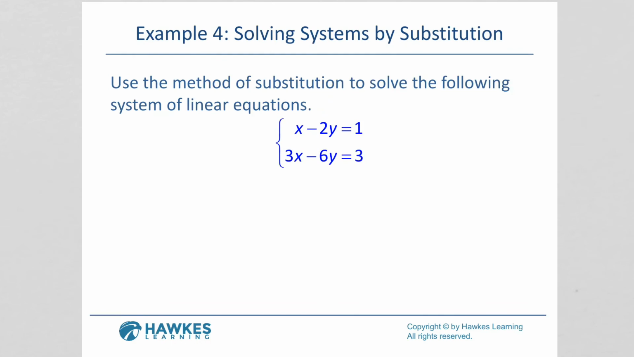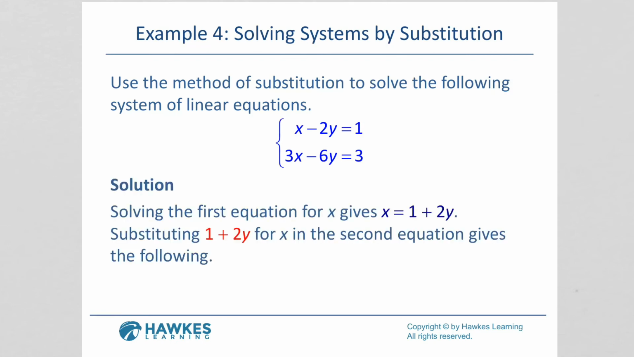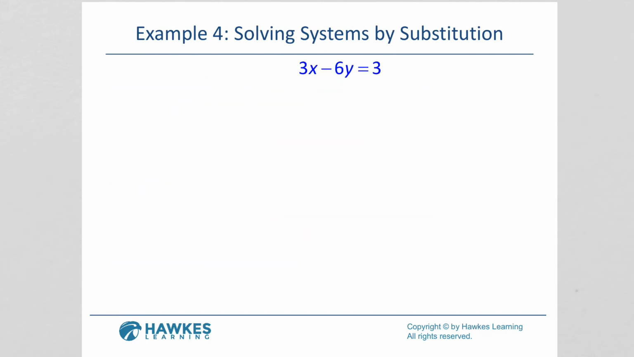Example 4. Use the method of substitution to solve the following system of linear equations. x minus 2y equals 1. 3x minus 6y equals 3. Solving the first equation for x gives x equals 1 plus 2y. Once again, we have the coefficient in front of this being 1. So that's the easiest one to solve for. Substituting 1 plus 2y for x in the second equation gives us the following.